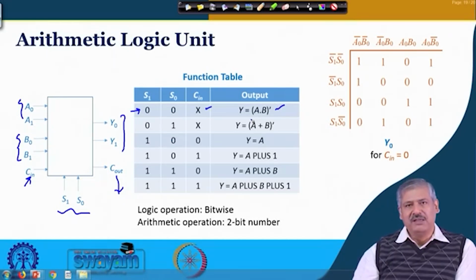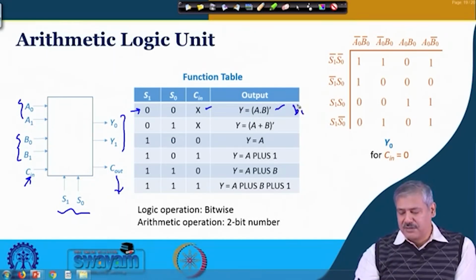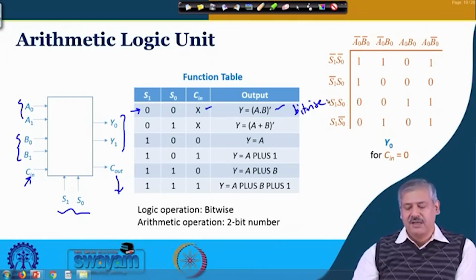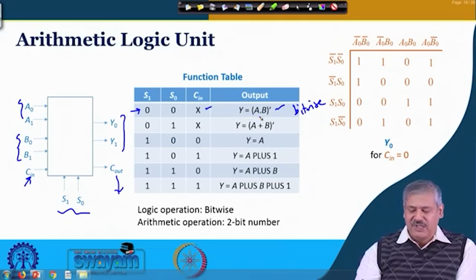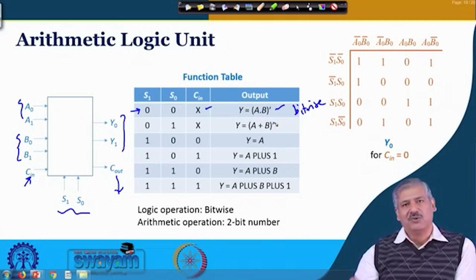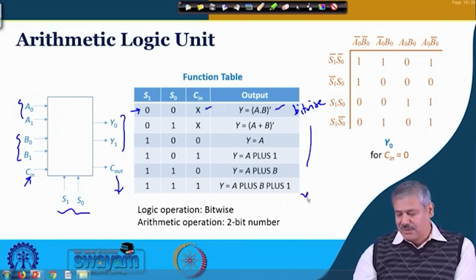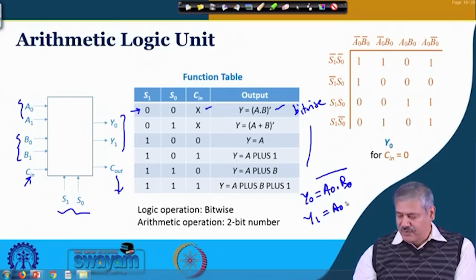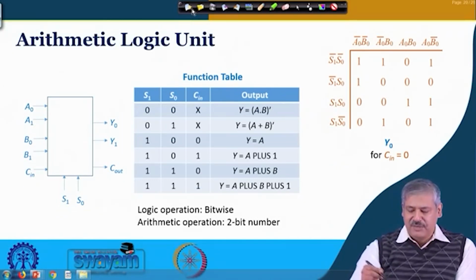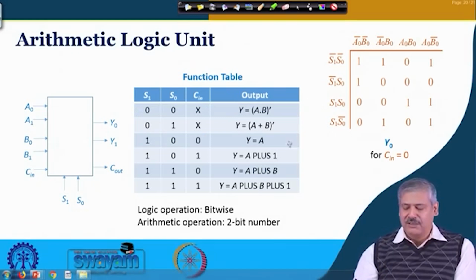So, by this what do we mean? We mean bitwise operation. That means Y0 is A0 NAND B0, Y1 is A1 NAND B1. So, that is what we mean by this. Is it okay? Similarly, for 0 1 we have the NOR operation, bitwise NOR operation.